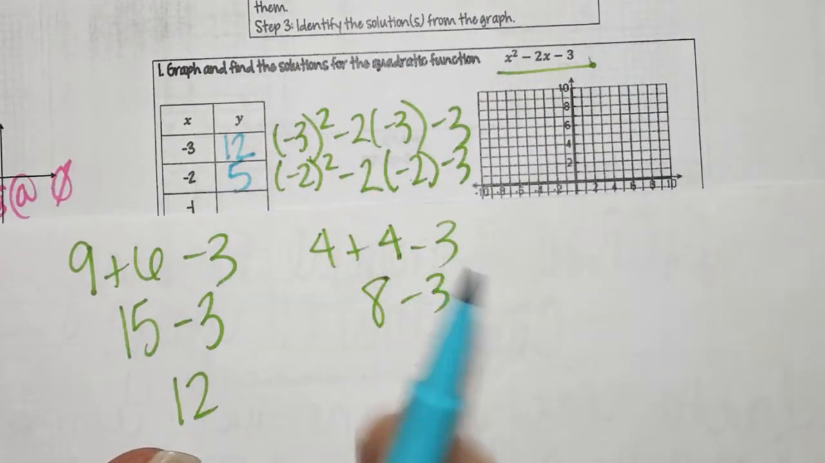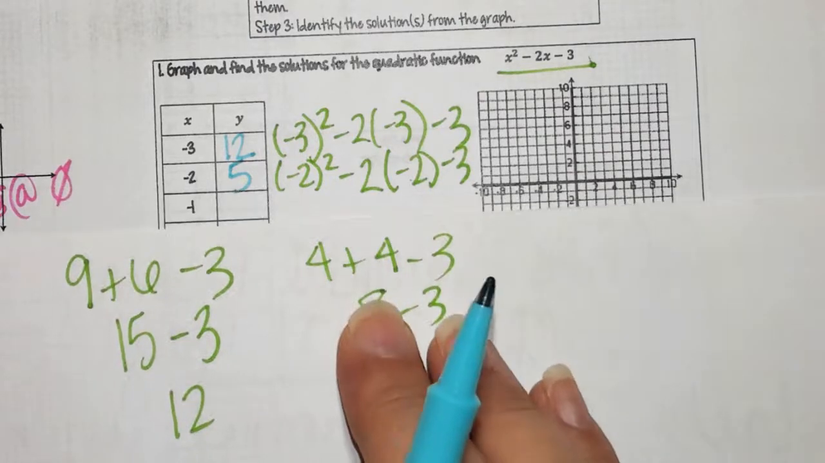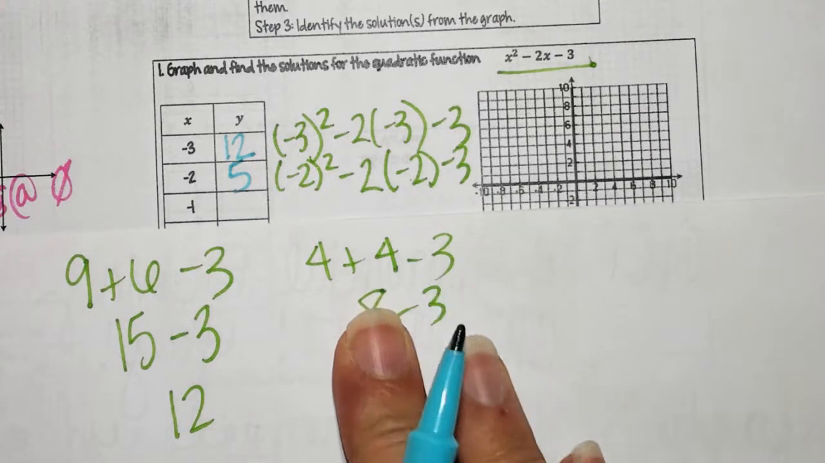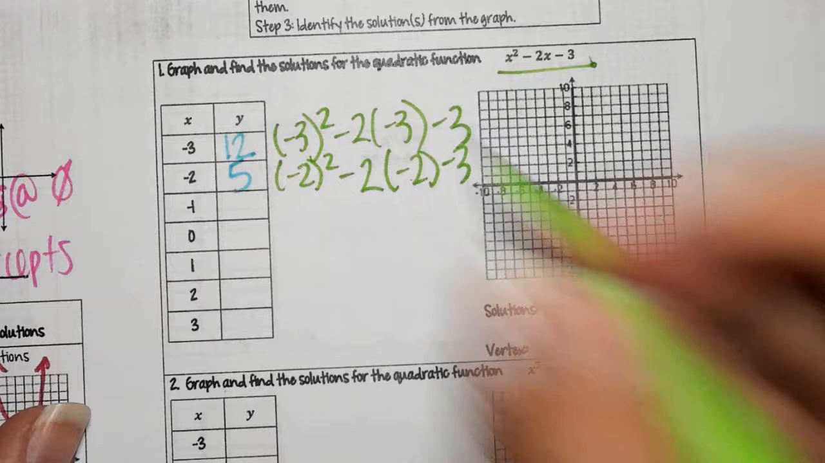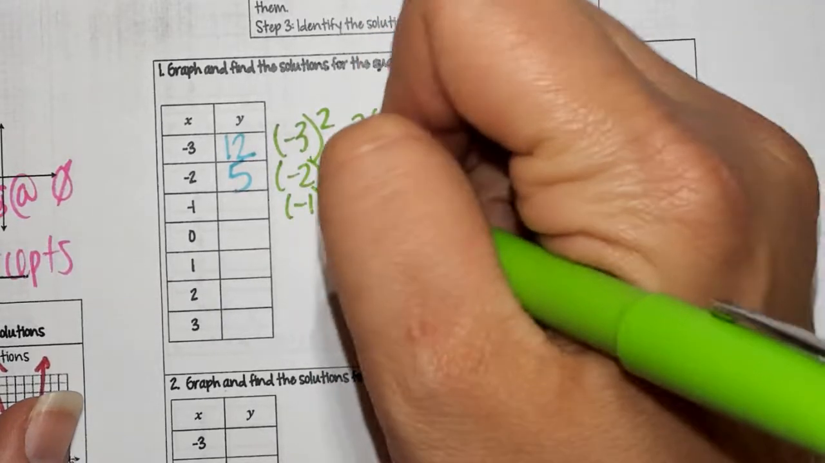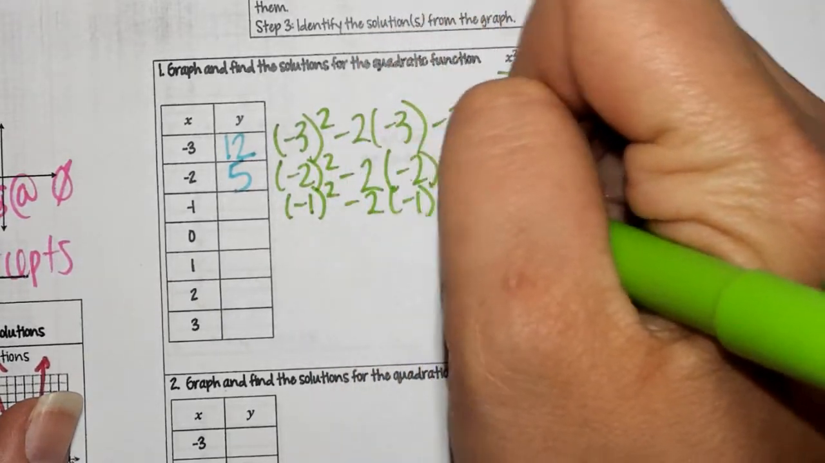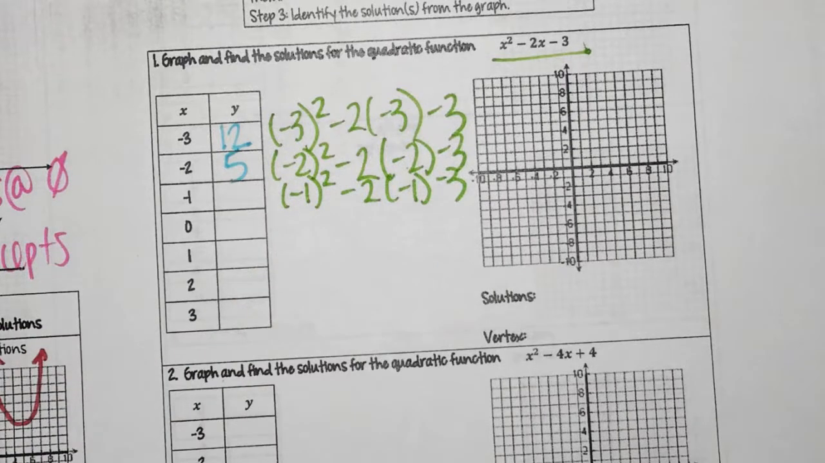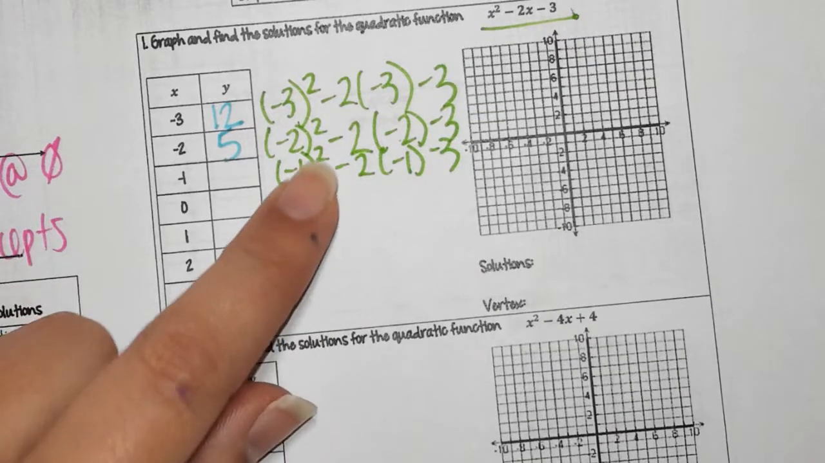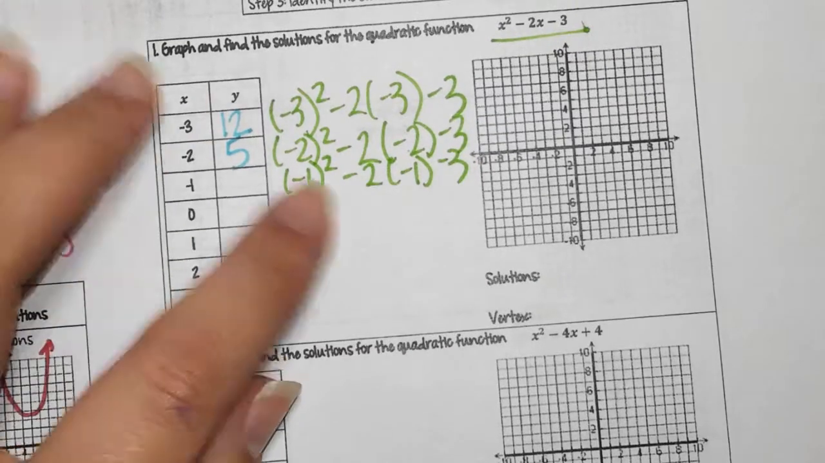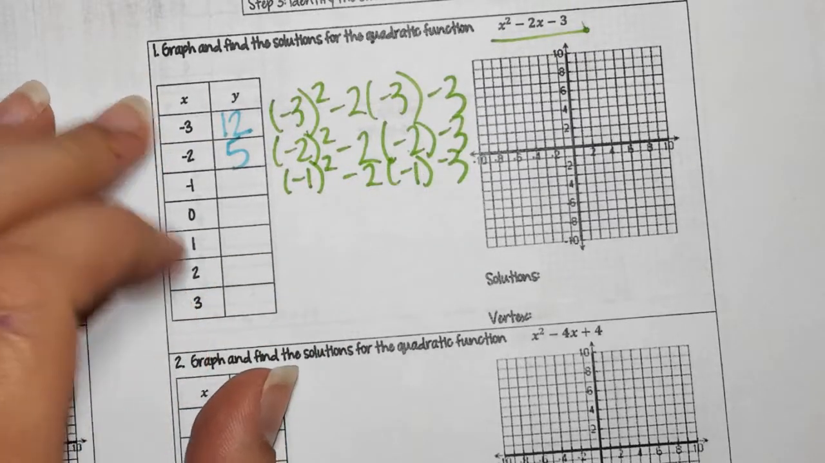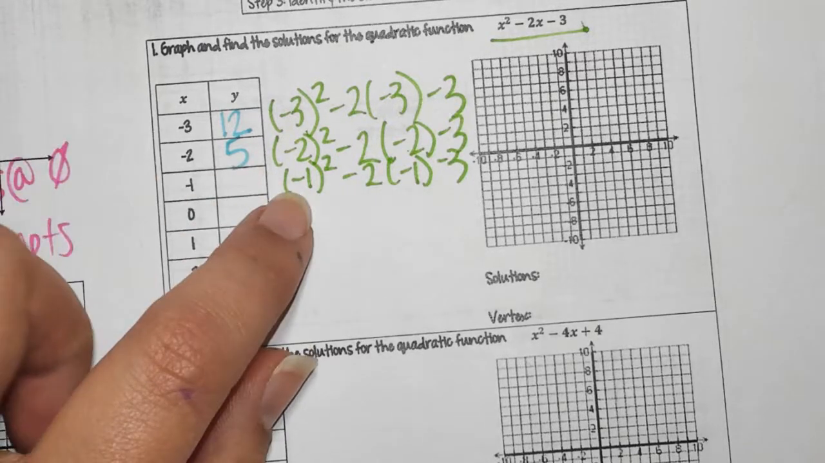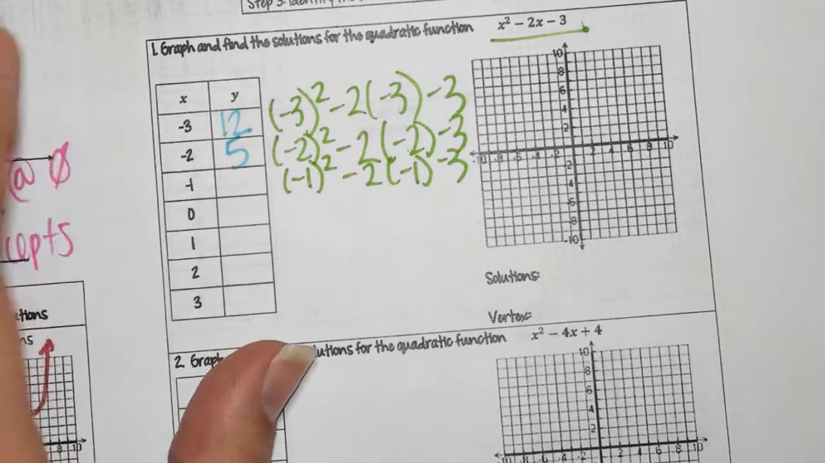All right, now, do I need to do this every time, or can we just say it out loud together? Just go down and say it out loud. Now we're moving on to -1. I do want you to write the green part every time, so you get in the habit of plugging it in. What's -1 squared? 1. What's -2 times -1? 2. So what's 1 plus 2? 3. 3 minus 3? 0.